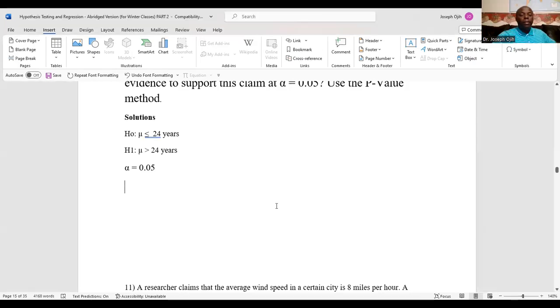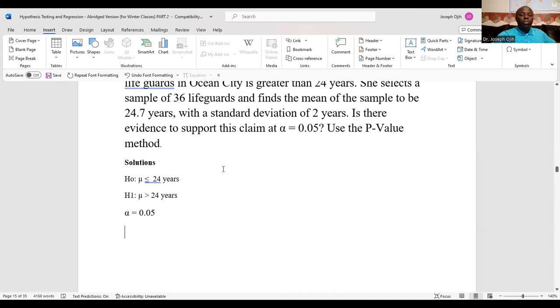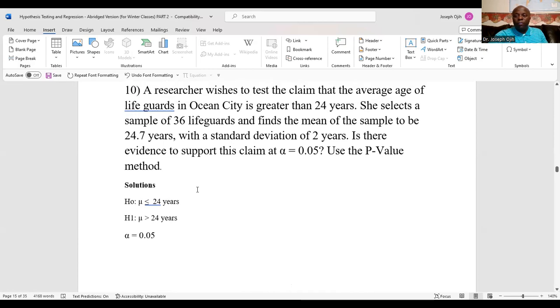Okay. Now, next thing is to calculate the p-value. So what you're gonna do is to do the z test. To find the test statistic, use it to get the p-value. This one does not require a critical value because this is the p-value method.